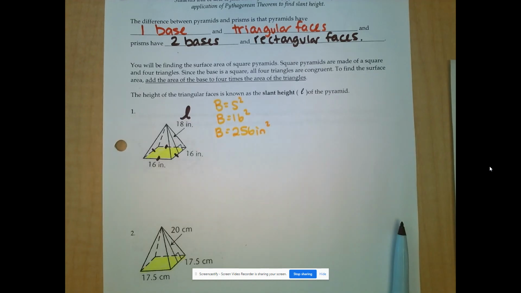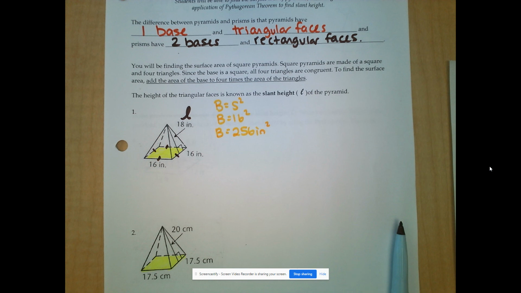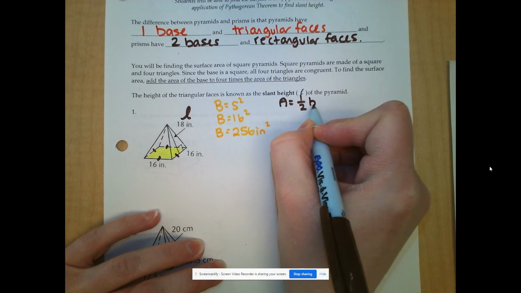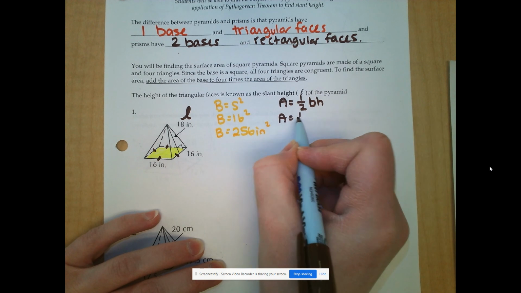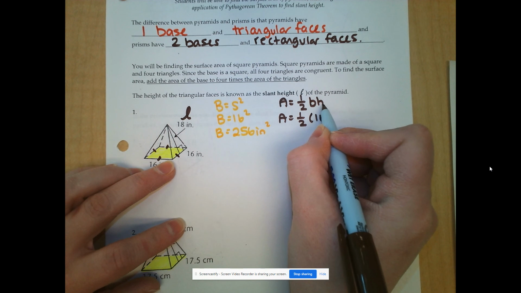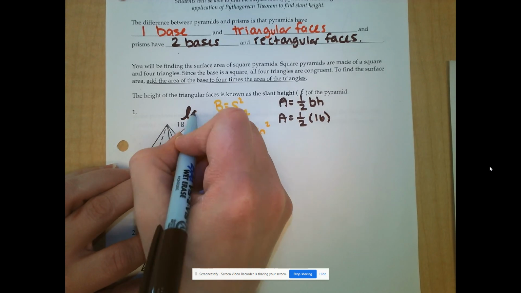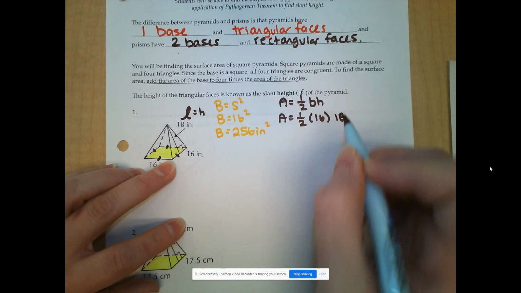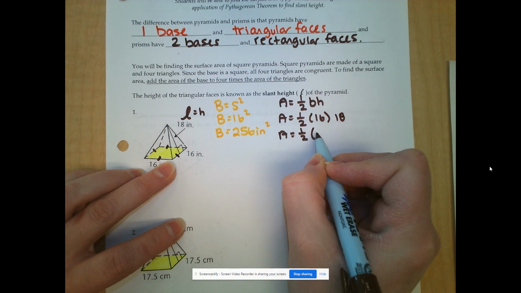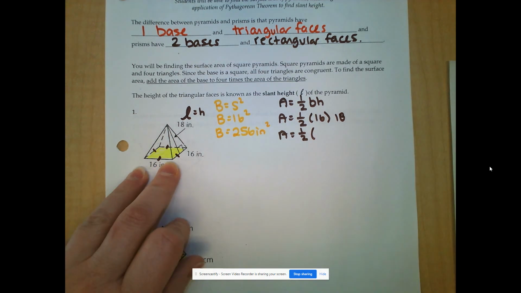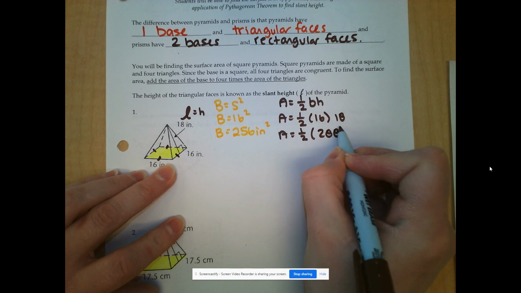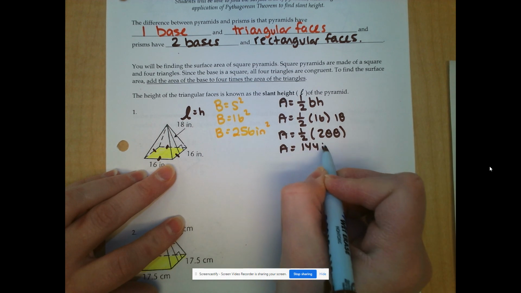So the triangular faces. Area of a triangle is 1/2 bh. So 1/2, the base of the triangle along the bottom here is 16, and lowercase h, which is the height, which is your slant height, that is 18 on this one. So your area of the single triangle, 1/2 times 16 times 18. If I do 16 times 18, I get 288, and half of that would be 144 inches squared.